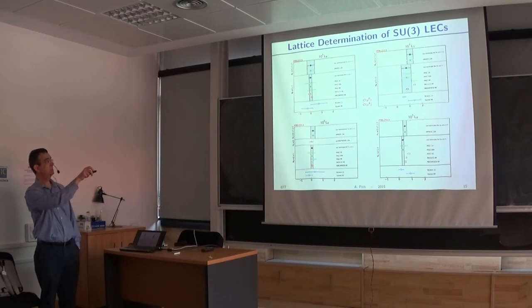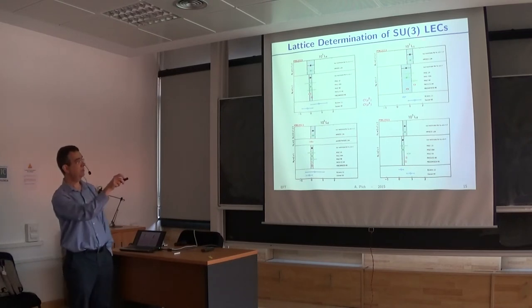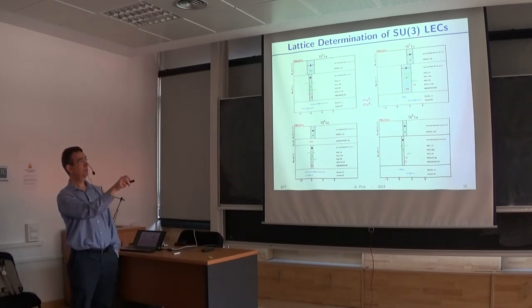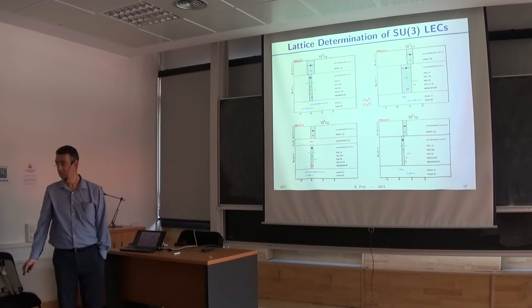But this is around zero. The computer tells you that it's zero. This is L5, which is clearly different from zero. Here, order p to the 6 chiral perturbation theory allows to improve a lot. This is the computer. Things are fine.